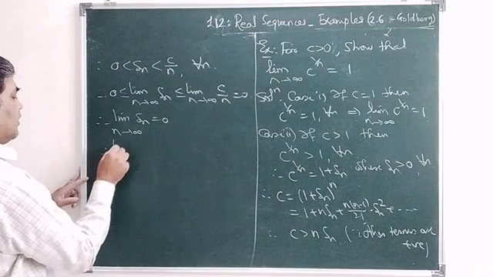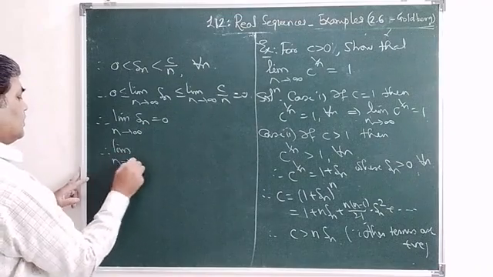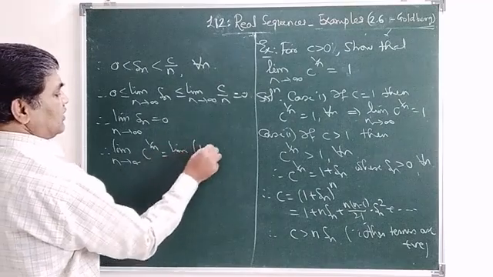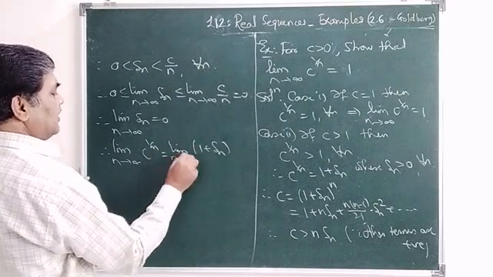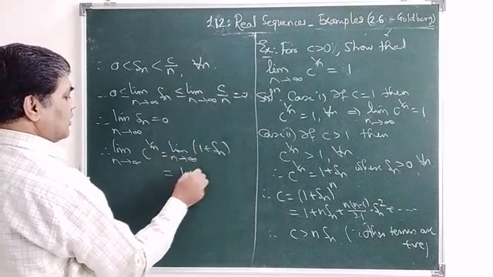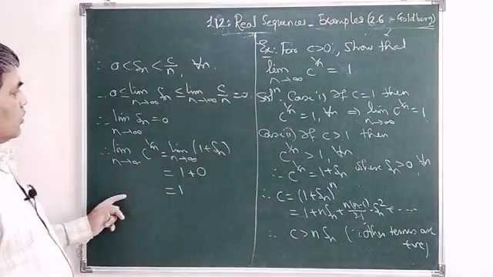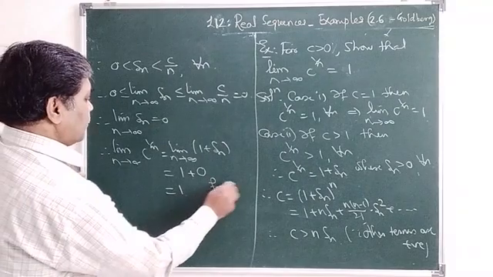and therefore the limit as n tends to infinity of c raised to 1 by n, which is nothing but the limit of 1 plus Sn, by using the algebra of limits, is nothing but 1 plus the limit of Sn, that is 0, which is 1. Okay, for c greater than 1.